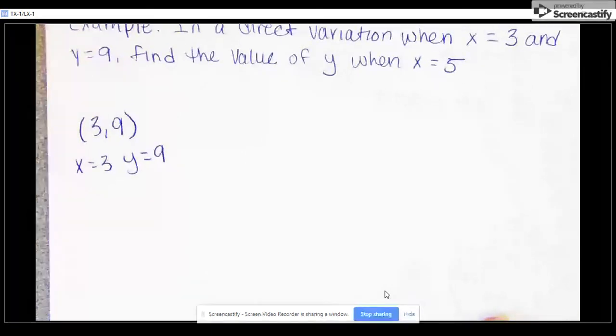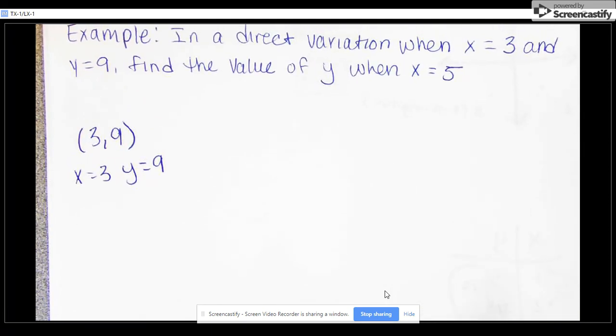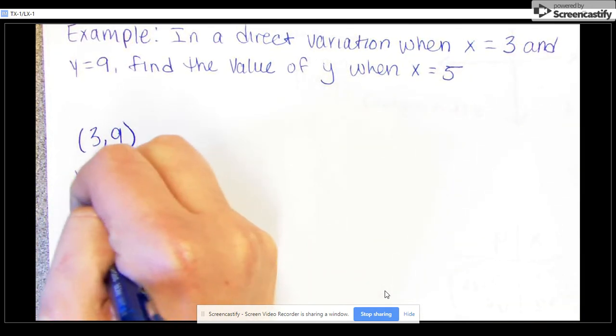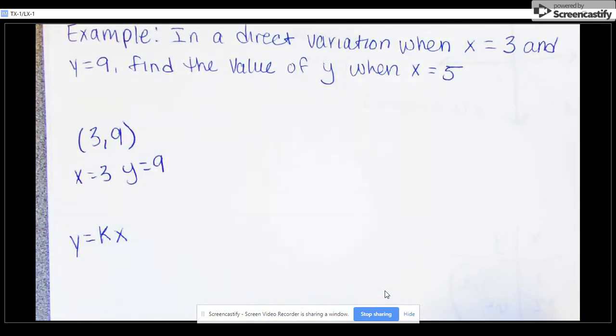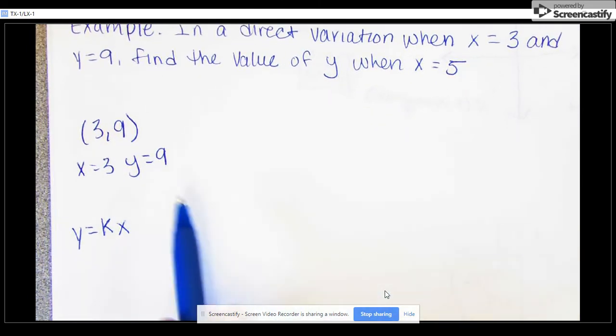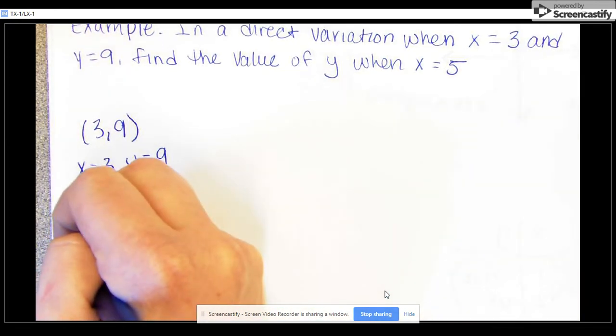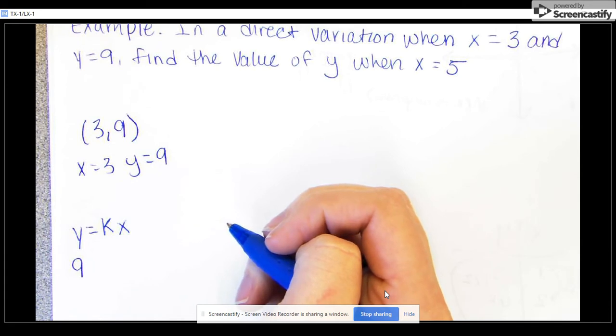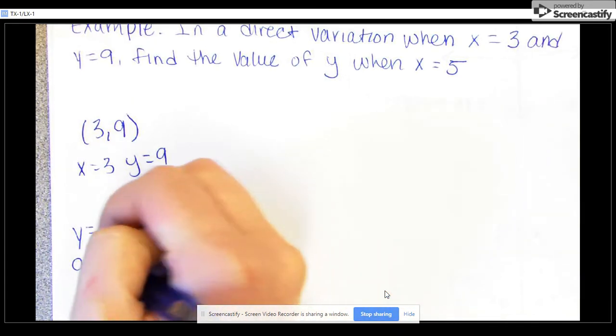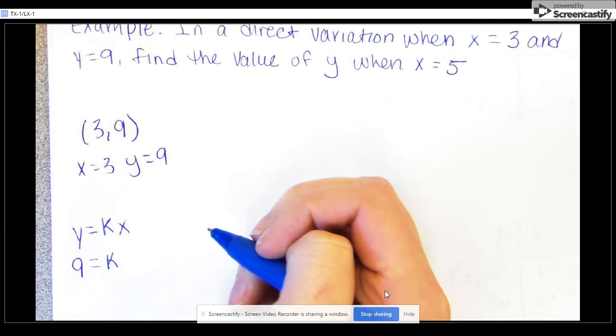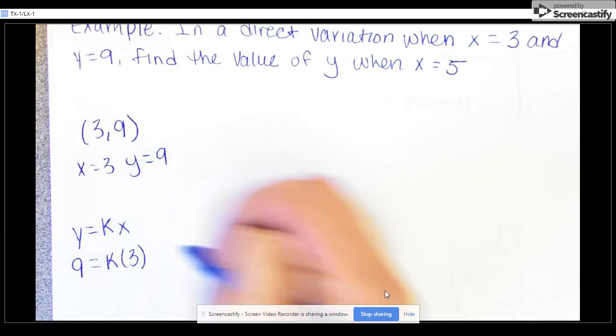Now, I'm going to take my x and my y, and I'm going to plug the numbers into the equation y equals kx. Remember, this was the equation for direct variation. So I have y equals kx. And I'm going to plug in my numbers. I see that y is equal to 9. Where I see a y, I'm going to plug in 9. I don't know my constant yet, but I do know that my x is going to be 3.